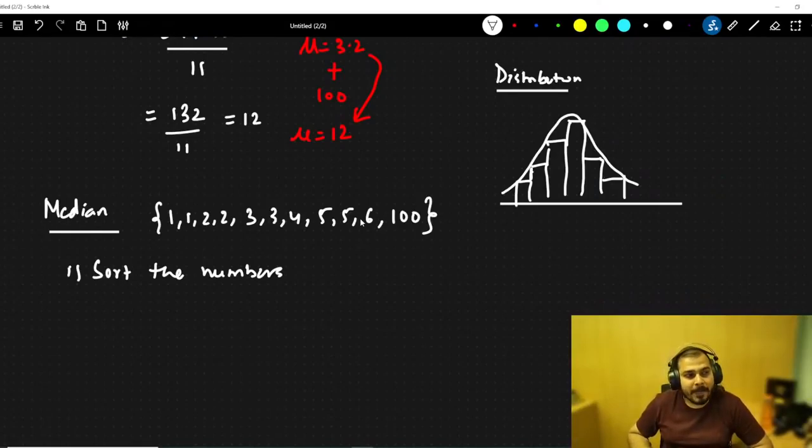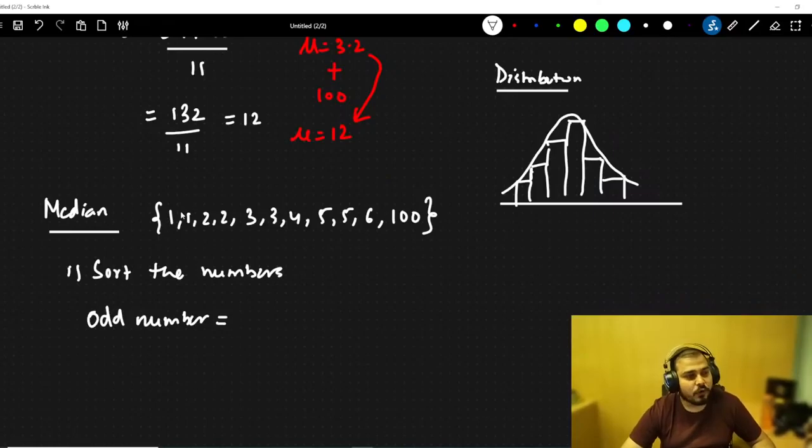So now let's go back to median. The first step is always sorting the numbers. I have sorted the numbers. After sorting the numbers, what I am going to do is take the central element. Now, central element means which one? Suppose I have an odd number of elements, if the total count of the elements is an odd number.